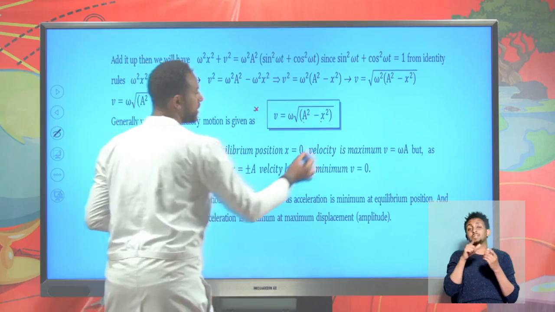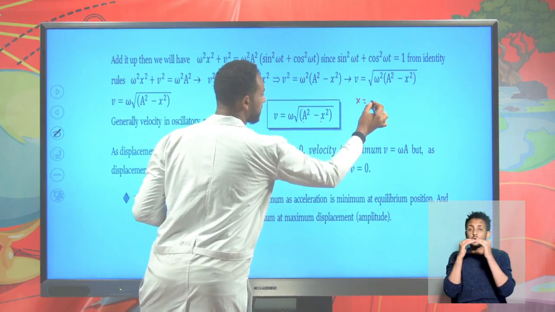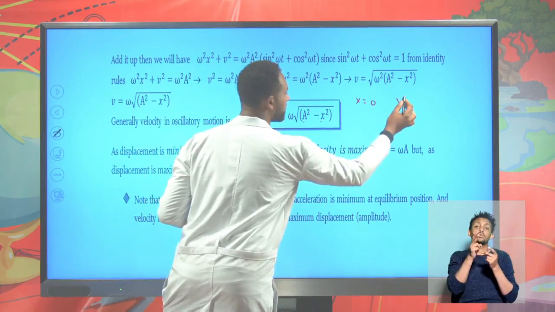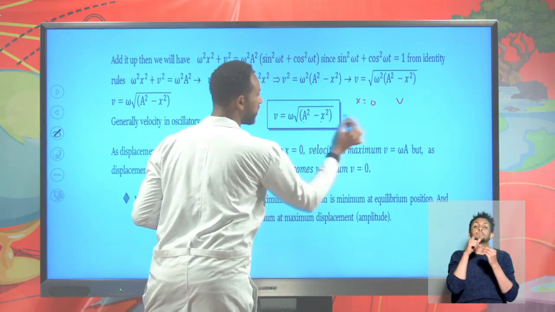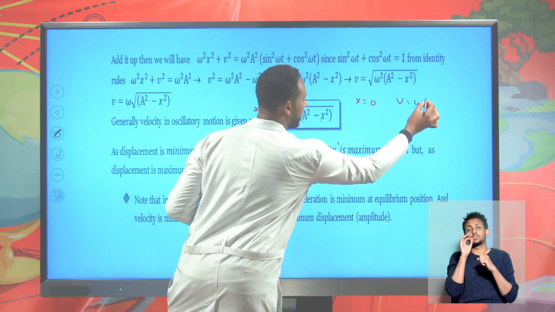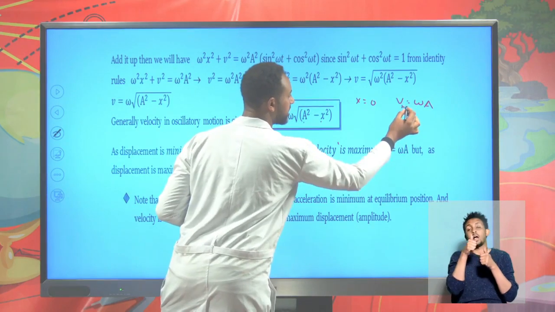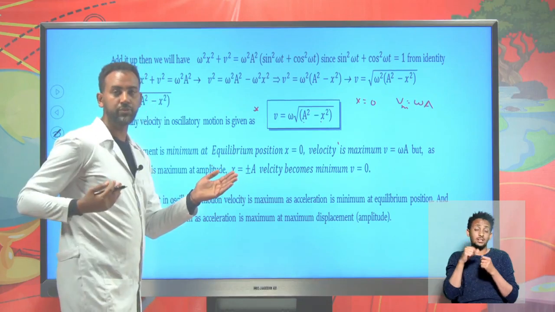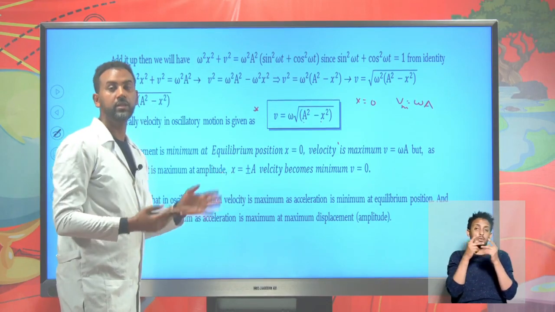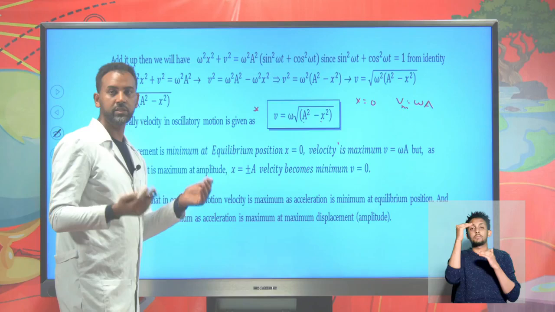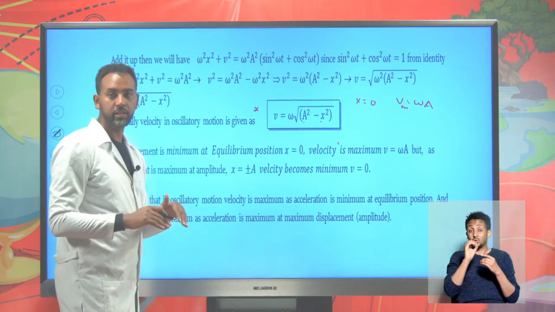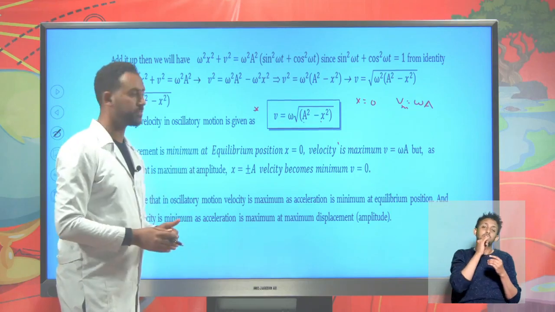Therefore, at x equals 0, meaning at the equilibrium position, the velocity becomes maximum, because if x is 0, we can find it to be omega a. And omega a is known to be the maximum velocity. So as the oscillator moves and reaches the equilibrium position, it has maximum velocity, but it has 0 acceleration. The displacement is 0, the acceleration is 0, but the velocity is maximum.